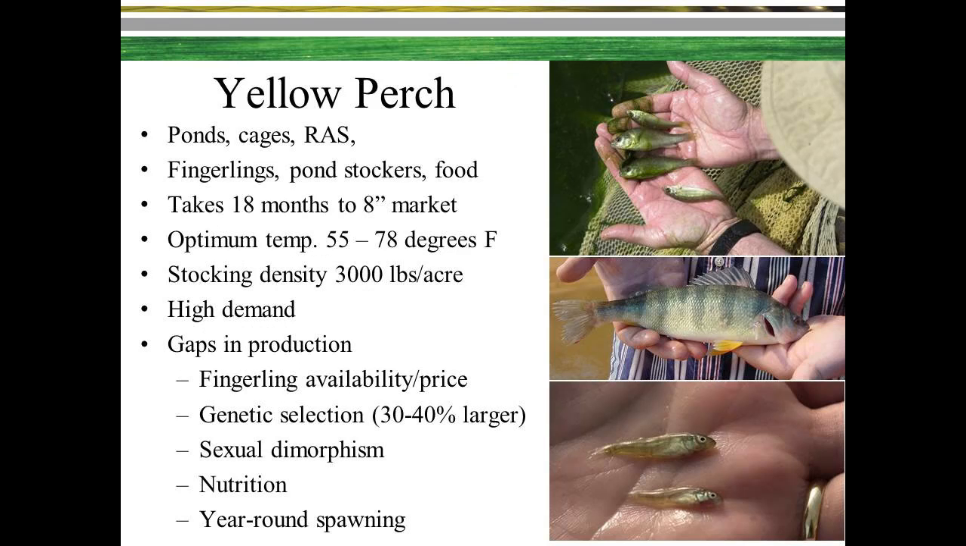But we'll just start off again with the good, the bad, the ugly of everything. Yellow perch, it's very common in Ohio. We get a lot of people that are interested in it.